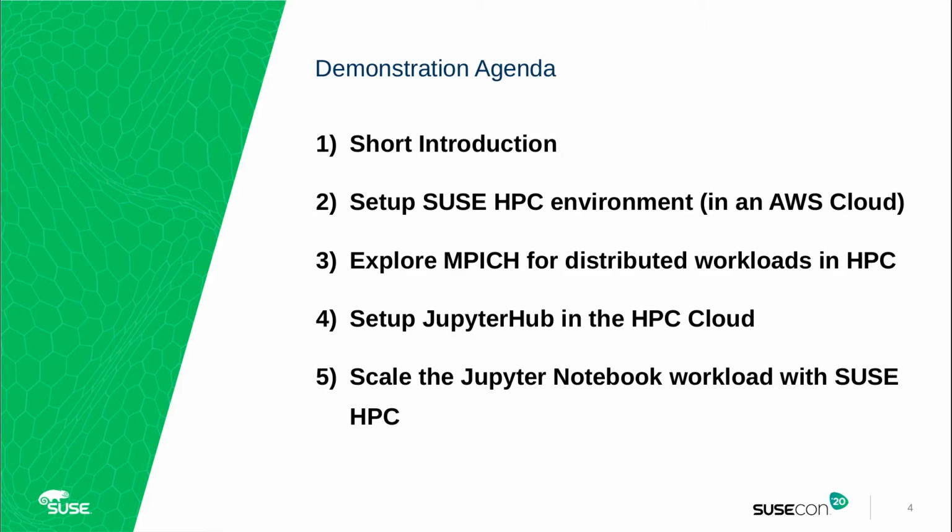Following the setup of HPC, I'm going to demonstrate some of the very simplistic uses of MPICH, which is a specific implementation of MPI, and show that you can use MPICH for distributed workloads within a high-performance computing environment. After showing how MPICH works, I will set up a Jupyter Hub in the HPC cloud that I have created. And then the last thing that we will accomplish is to scale the Jupyter Notebook workloads, make the notebook aware of the HPC resources, and therefore scale out the work that a notebook must do amongst the variety of compute nodes in the high-performance computing cluster.